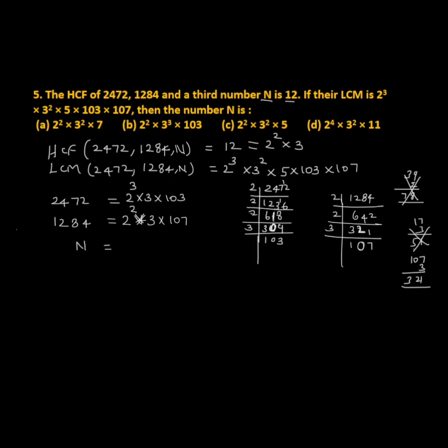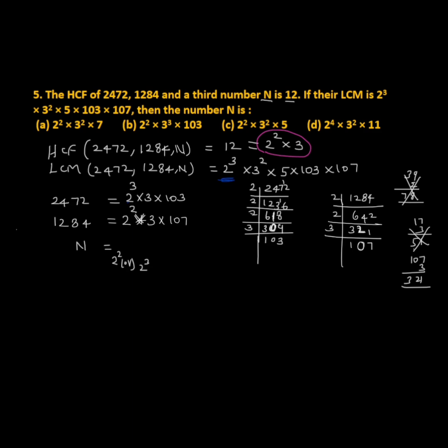Now the next number, look at the HCF. HCF we are having 2 squared and 3, which means that is the common factor. 2 squared should be common in all the three numbers. All the three numbers, definitely we need to get 2 squared. And when we are seeing LCM, 2 power 3 is there. Here we can see 2 power 3 is there in the first also. So either we can get 2 squared or we can get 2 cube. Both the chances are there.